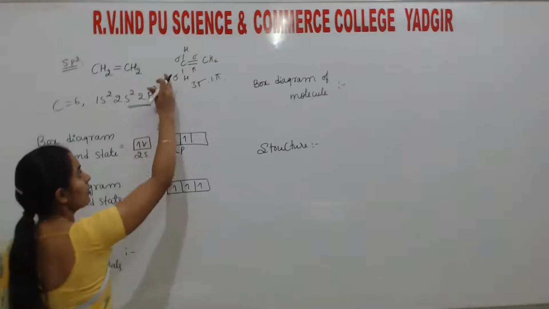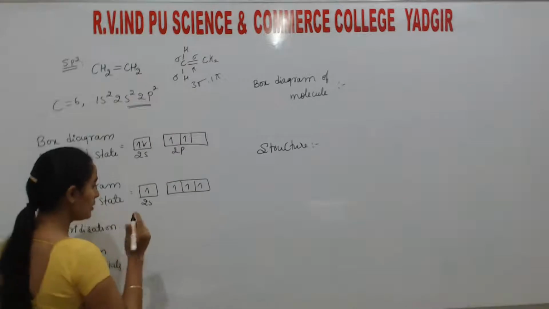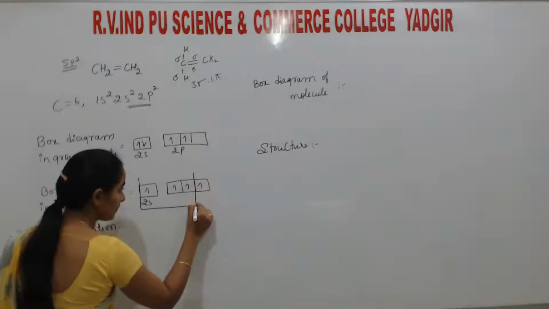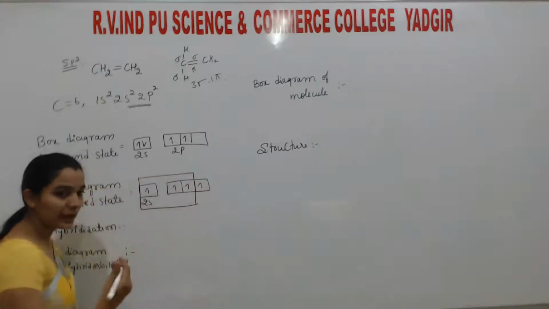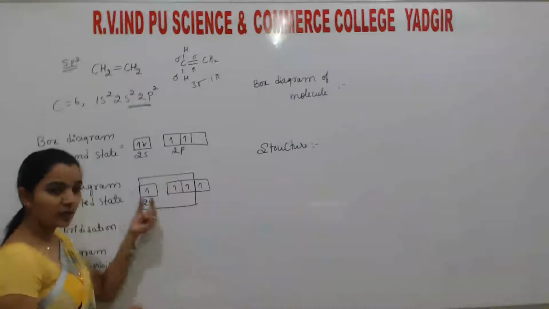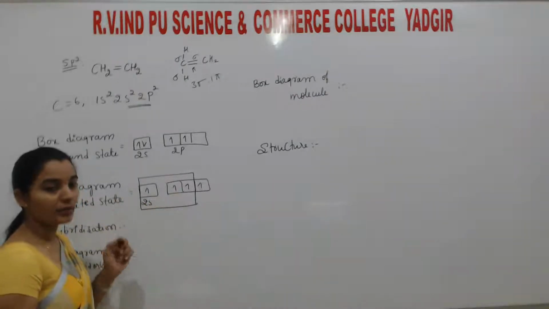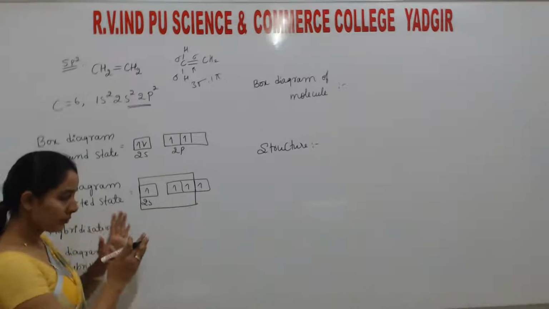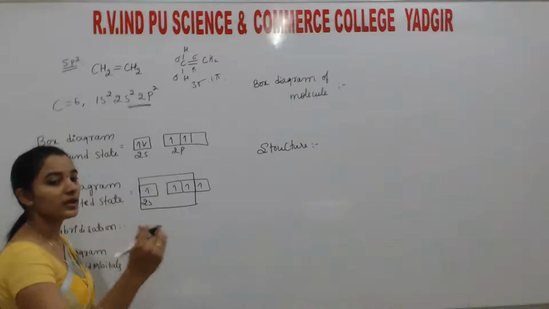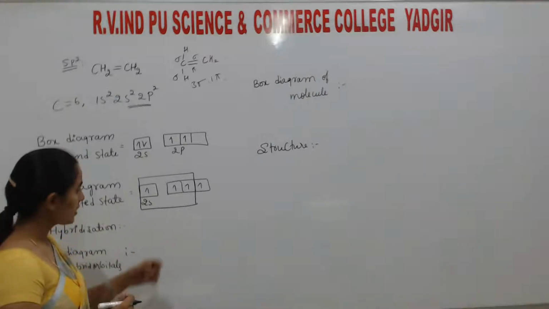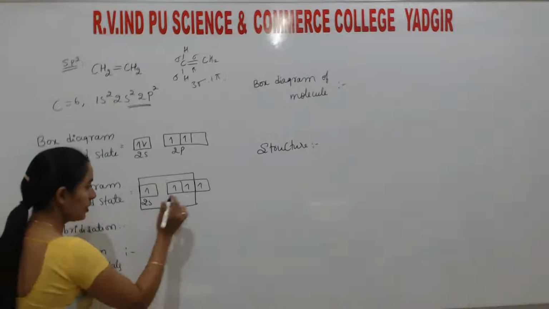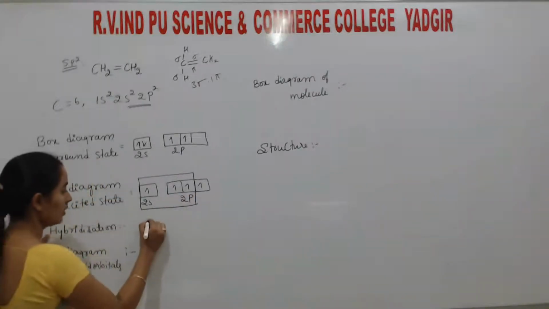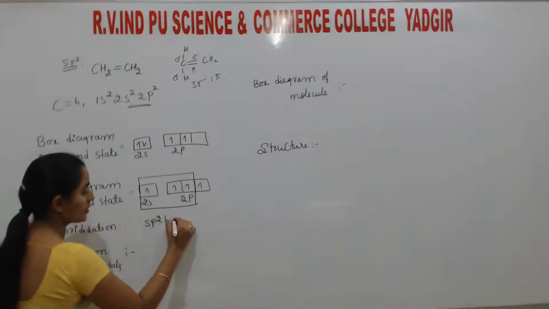So how many sigma bonds are here? 3. That means we need to select 3 boxes here. Why? I'll explain later in the limitations. This is one of the major limitations of hybridization: why is the pi bond not considered, why is only the sigma bond considered? This theory fails to explain that. That's why the next theory is introduced. Understand? So this is 2s, this is 2p. Now the hybridization is sp2 hybridization.